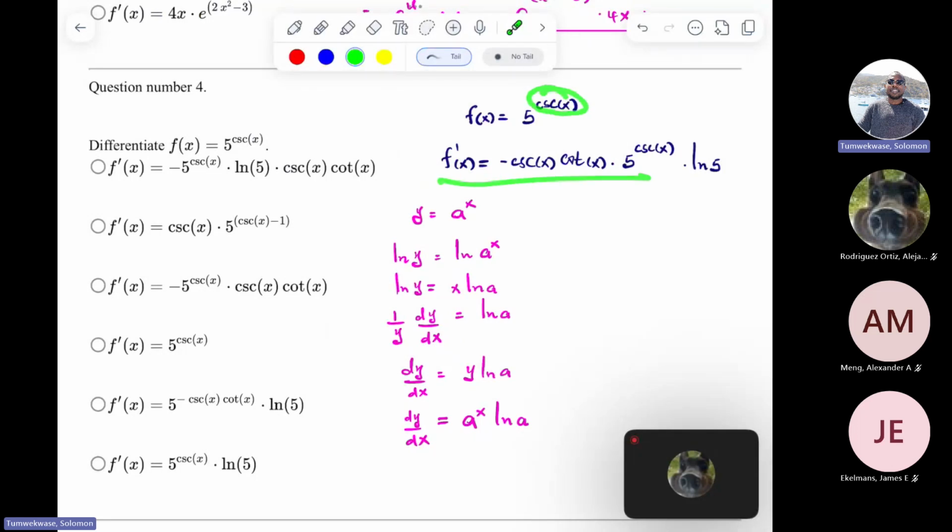So take the derivative of the power, which in this case is this guy here, keep the function the way it is, which is that guy there, then the natural log of the base that you have. Okay.